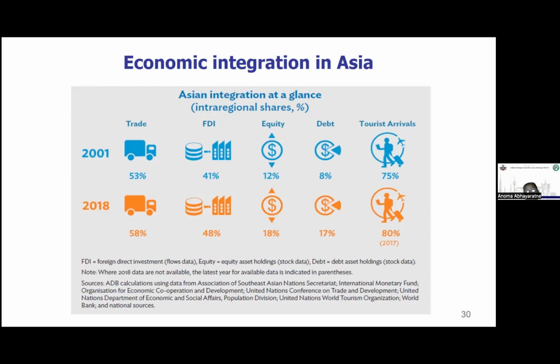And equity, buying and selling equity, has increased from 12% to 18%. Debt from 8% to 17%. And tourist arrivals have increased from 75% to 80%. So we can see that economic integration within Asia is improving.